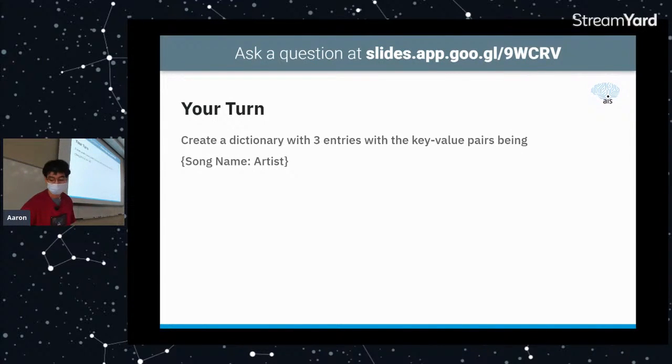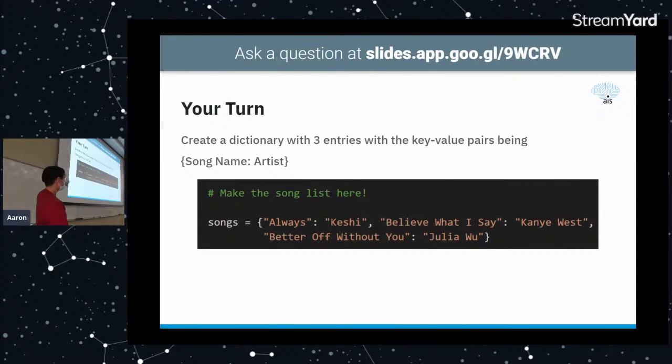Okay, so that's enough time. So it would just be like this. These are my 3 favorite songs that I'm listening to right now. Always by Keshi, What I Say by Kanye West, and Better Off Without You by Julie Wu. And you're obviously going to have your own songs, but this is the format that it would be in. It would be the curly brackets and the colons, as you can see. We would search Always to get Keshi, and we would search What I Say to get Kanye West. We can't search Keshi and get Always. The key is always on the left and the value is on the right.